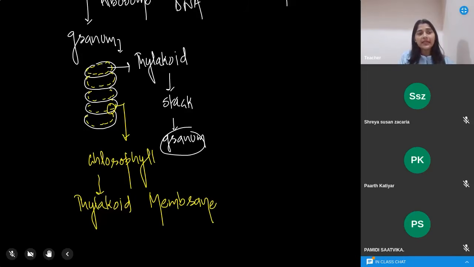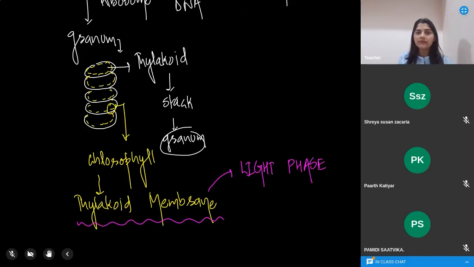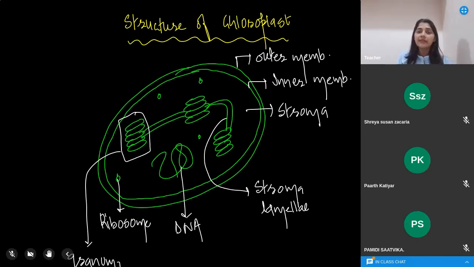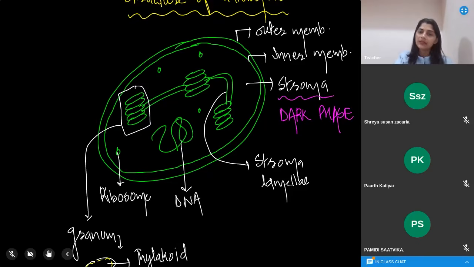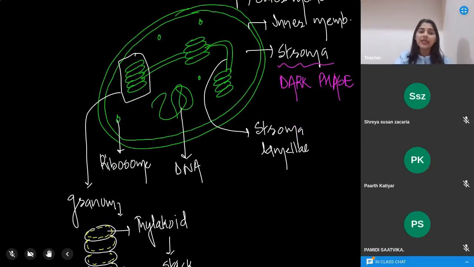As chlorophyll is present here, can we say the process of photosynthesis starts here only? So the light phase occurs here. The light phase of photosynthesis takes place in the thylakoid membrane. It starts from here as it has chlorophyll. And the second phase, the dark phase, takes place in the stroma. Dark phase does not mean it takes place during night time. It is called dark phase because it does not utilize direct sunlight.